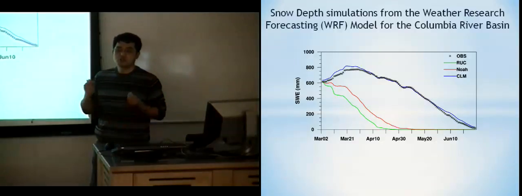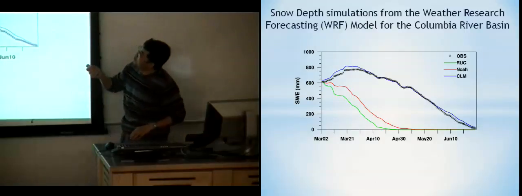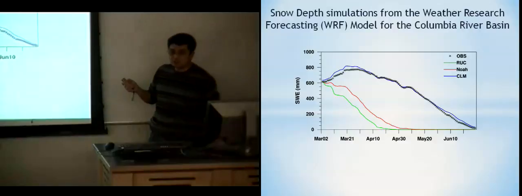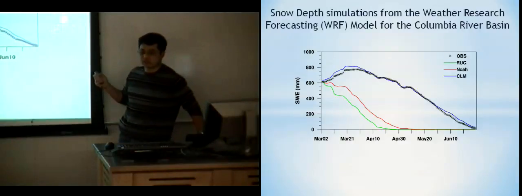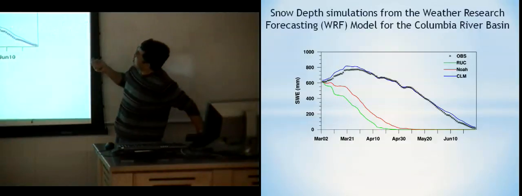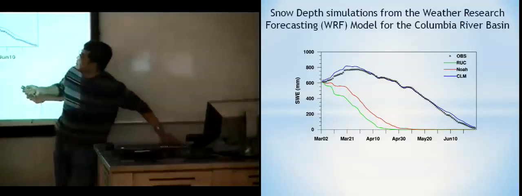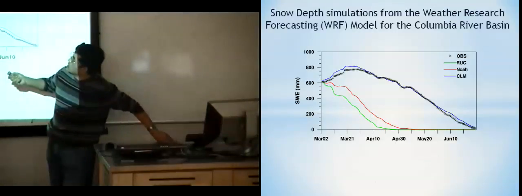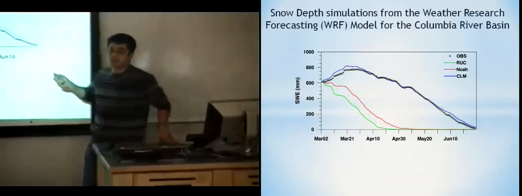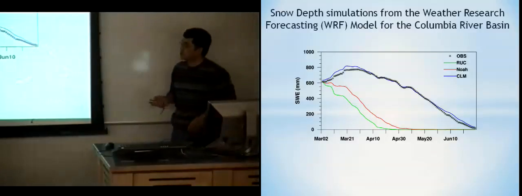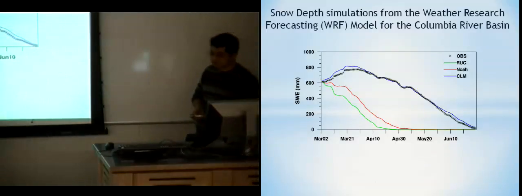So we coupled a new land surface model, a new snow model, into this WRF model. This model is called the Community Land Model version 3. After we couple this new model into this regional climate model, we see we have pretty much realistically simulated the snowpack.